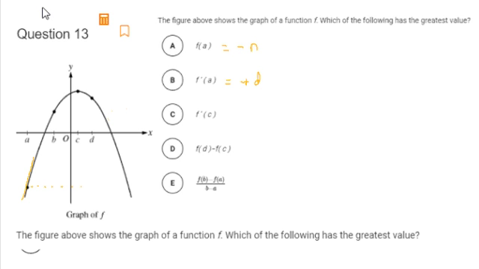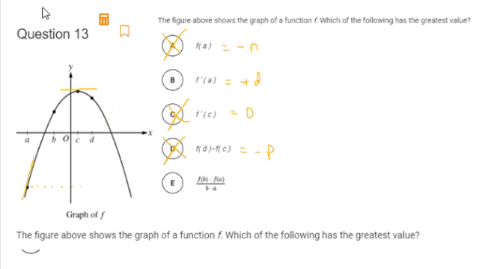F prime at c, well, if we look at c, that looks to be a turning point from increasing to decreasing. So it looks like our slope there is going to be pretty much flat. So that's going to equal 0. What about f of d minus f of c? Well, f of d is less than f of c. So that means that's also going to be some negative number. Let's call that negative p. So we know it's not going to be that negative number. It's not going to be that negative number. It's not going to be 0.